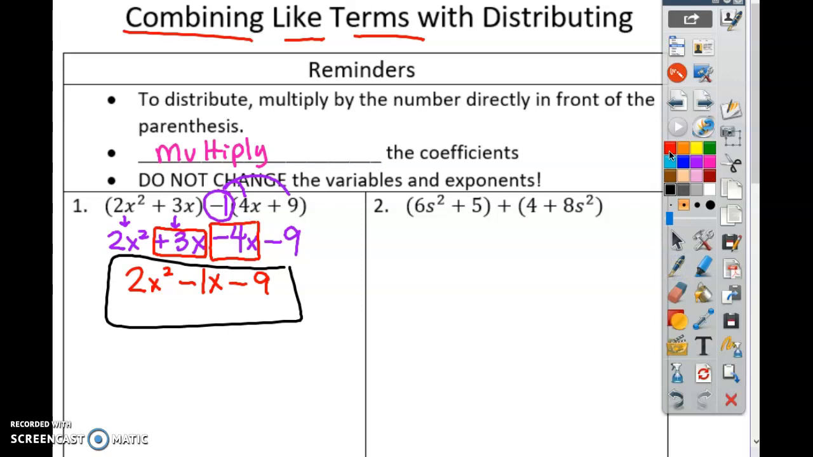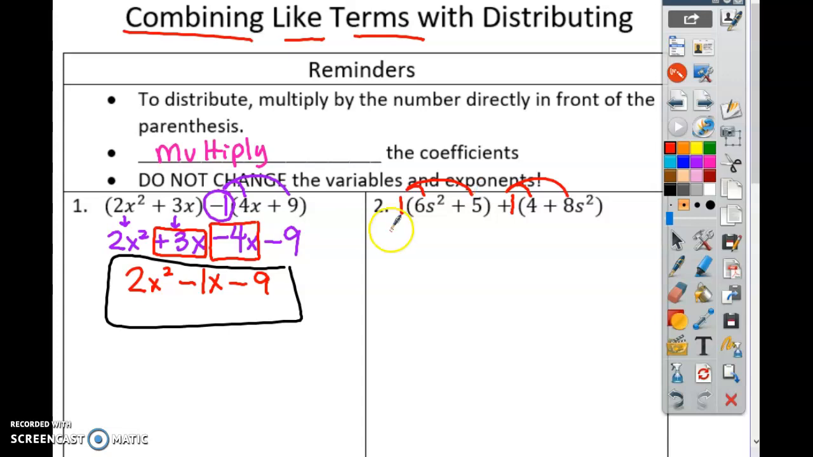Problem number 2 is a little bit easier because this is an imaginary +1. Imaginary +1. You have to know that when you multiply by a 1, it gives you the same thing back. 1 times 4 is 4. 1 times 8 is 8. So really, you're getting rid of the parentheses. Over here too, there's an invisible 1. 1 times 6 is 6. 1 times 5 is 5. So just get rid of the parentheses.